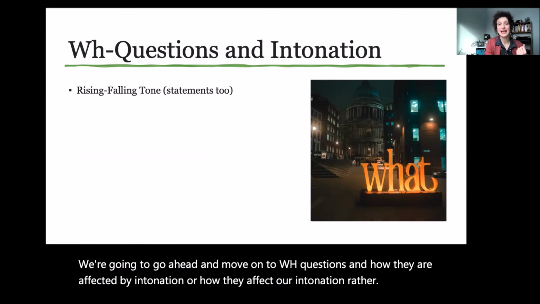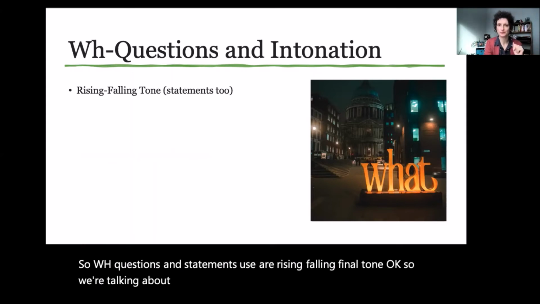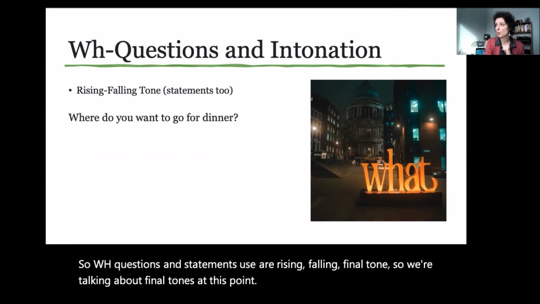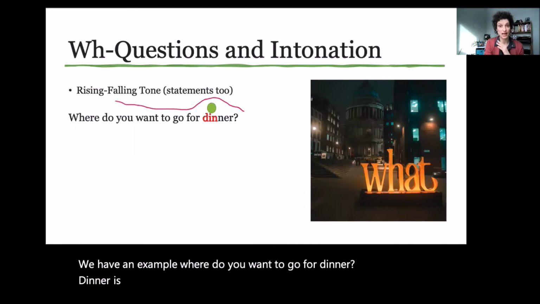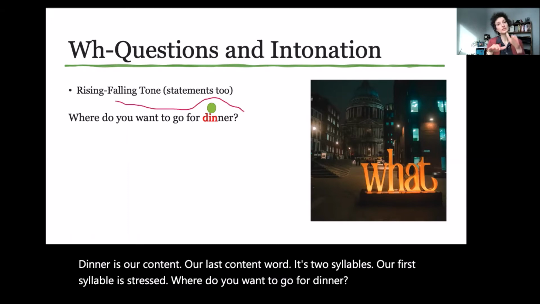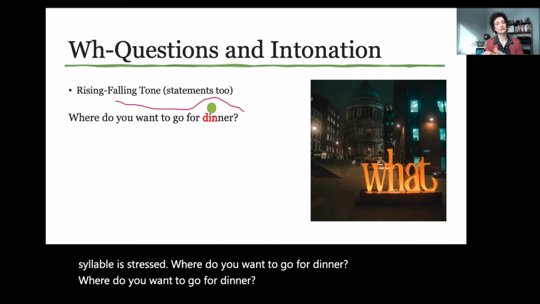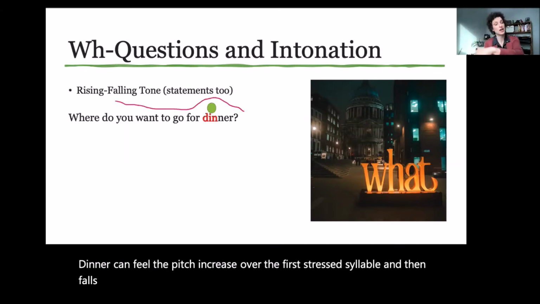So WH questions and statements use our rising, falling final tone. Okay, so we're talking about final tones at this point. We have an example, where do you want to go for dinner? Dinner is our content, our last content word. It's 2 syllables. Our first syllable is stressed. Where do you want to go for dinner? Dinner. You can feel the pitch increase over the first stressed syllable and then falls. That's where we get the rise and the fall.